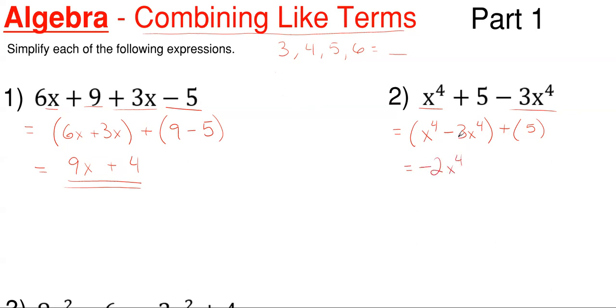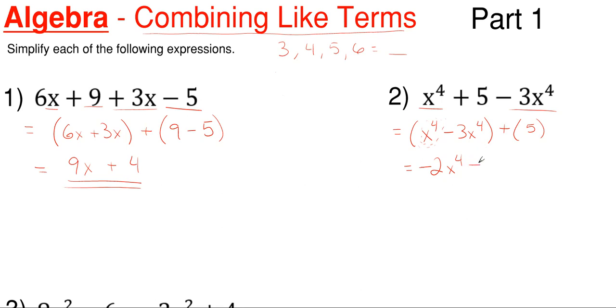So essentially, when you're combining terms, just realize that this is like a solid value that's not going to change. It's a representation of something. And you're just looking at the numbers that are in front of it and adding and subtracting them accordingly, and then bringing down that variable.